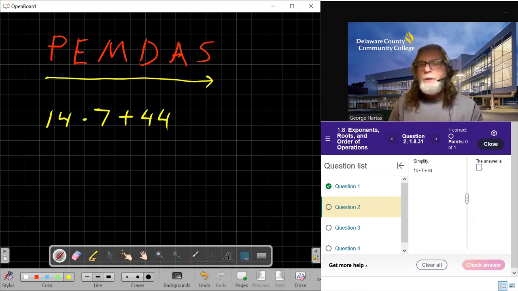All right, so here we go. We have two operations here. One of them is multiplication, the other is addition, and the question is which goes first? And the answer is we've got to look up here. This will tell us. We go from left to right. Parentheses, no. Exponents, no. Multiplication, yes. So this comes first before addition. So we have to do multiplication first. On the side somewhere, just simply multiply 14 times 7, and let's see what we get.